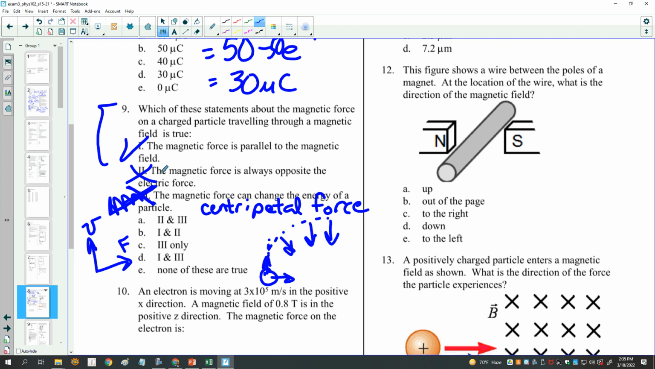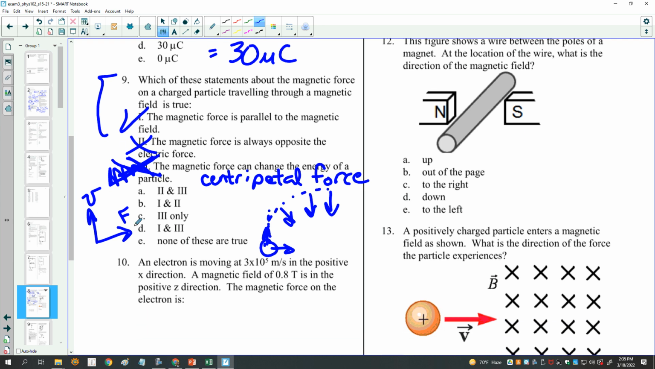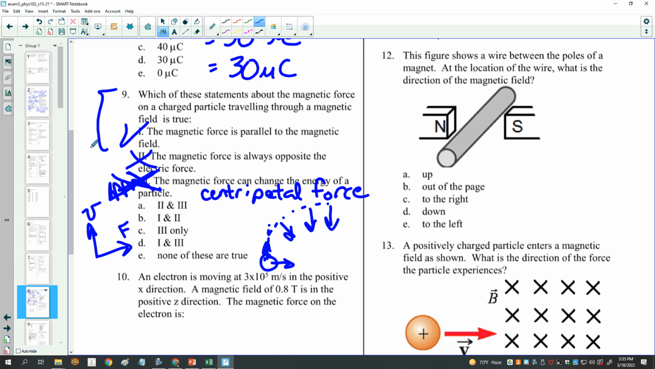Okay, so the magnetic force can change the energy of an object? Not true. So the answer here would be, well, let's see. It should be one only. Magnetic force is parallel to the magnetic field. That's true. Magnetic force is always opposite the electric force. No, that's not always true. I'm not sure why this doesn't have one only. This should just be one only.